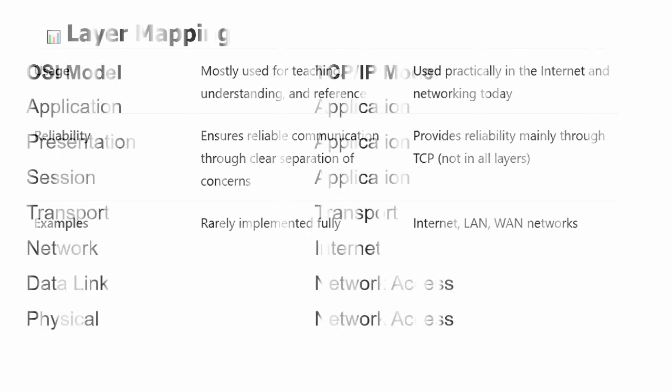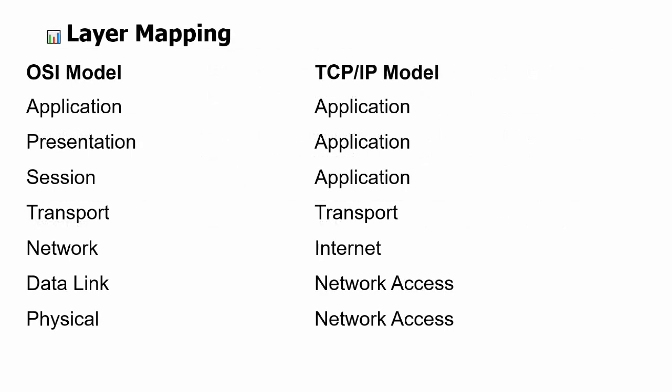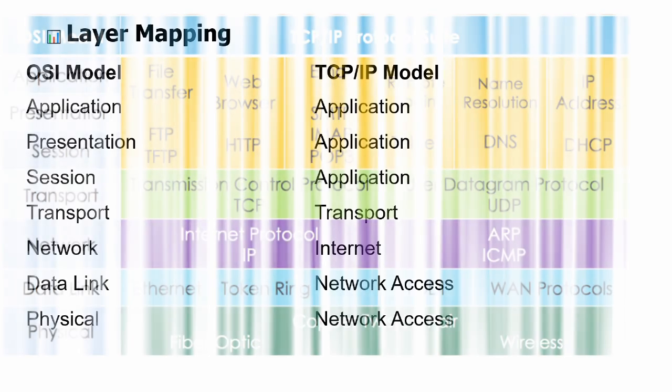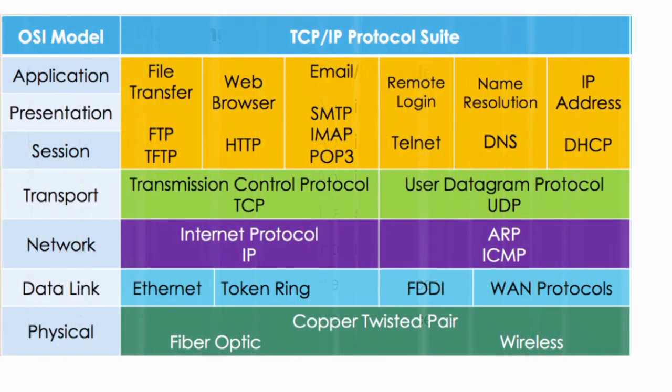The TCP/IP model is the actual framework that powers the modern Internet. The name comes from its 2 most important protocols, Transmission Control Protocol, TCP, and Internet Protocol, IP. Let's look at some of the key protocols in this model. Starting at the top, we have the application layer protocols. These are the ones that interact directly with user applications.